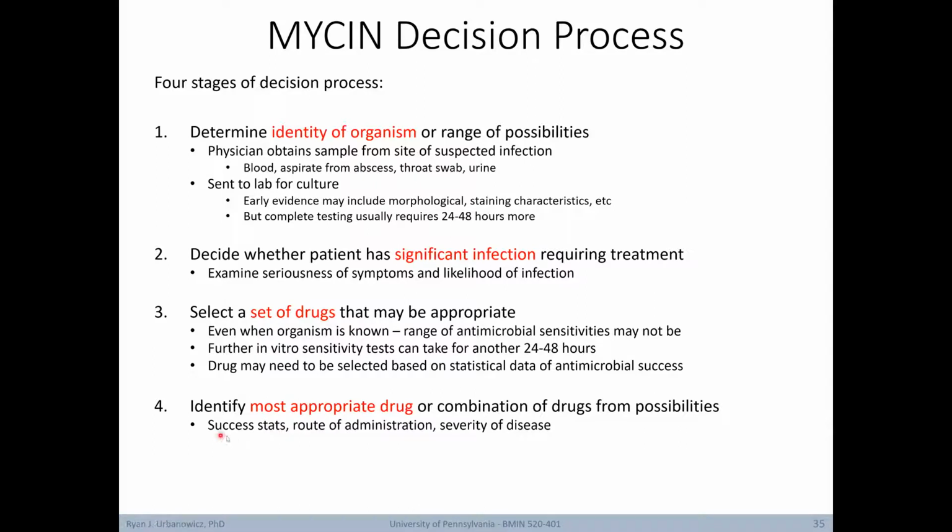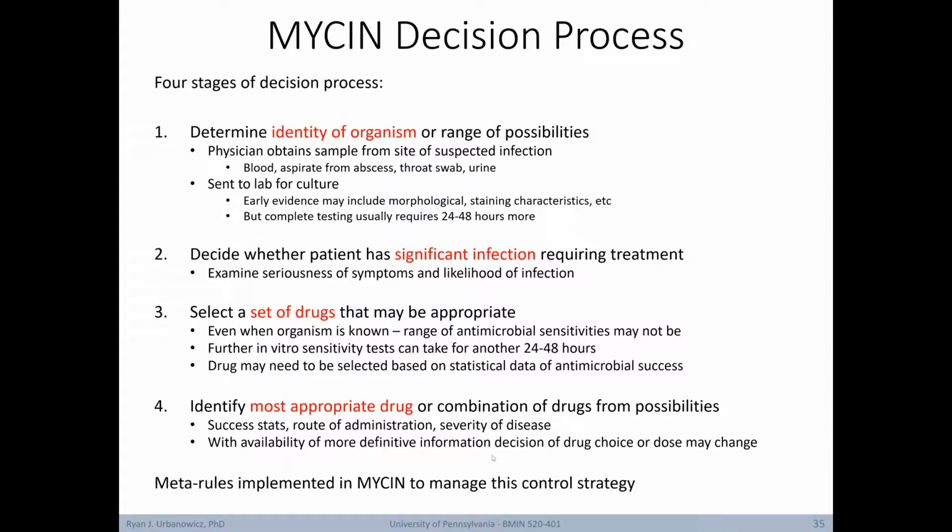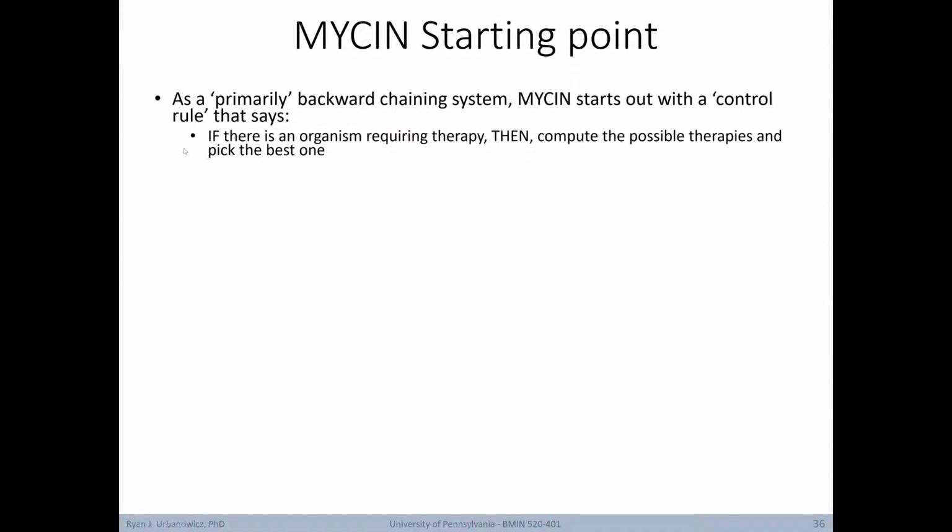This can be based on success stats, the route of administration, or the severity of disease. Notably, with the availability of more definitive information, the decision of the drug choice or dose might change. MYCIN also incorporates what are called meta rules, or high-level control rules, that are implemented to manage this overall 4-stage decision process strategy. While MYCIN conducts both forwards and backwards chaining, its primary direction is a backwards chaining system.